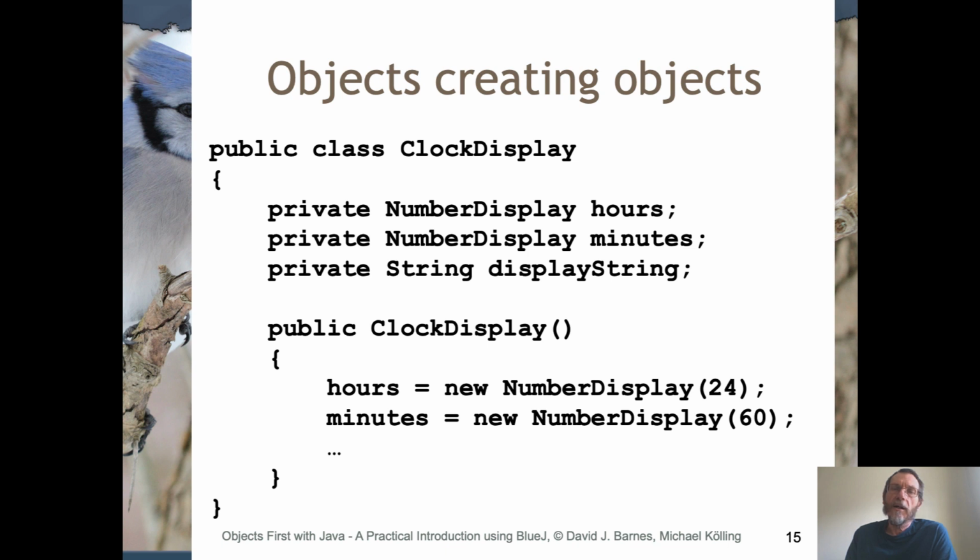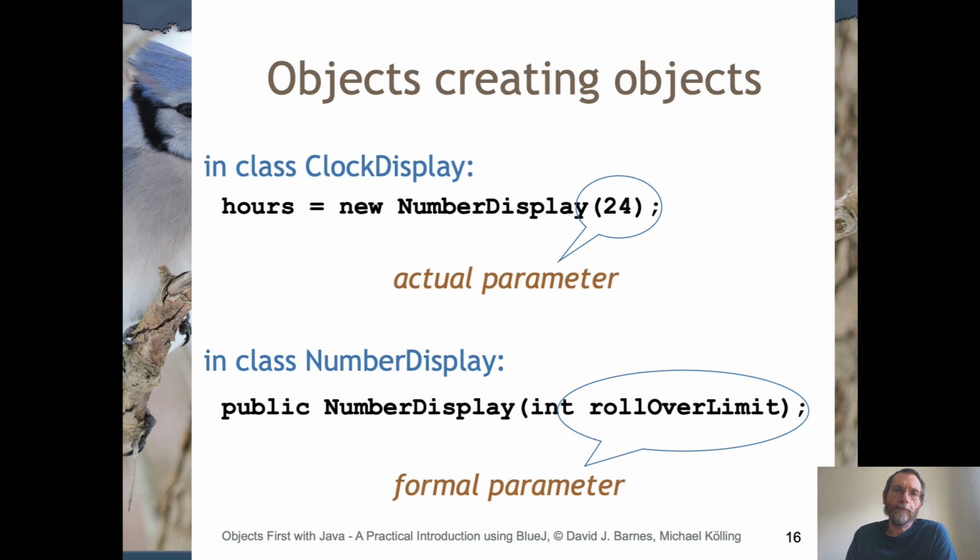Notice that in creating the number display objects, we need to tell those objects what their limit is, and it's a different limit for each of those objects depending upon whether one is looking after the hours or one is looking after the minutes. So you might recall from a previous video that it's useful to have bits of terminology that describe how we refer to the parameter value in the caller and the parameter in the receiver.